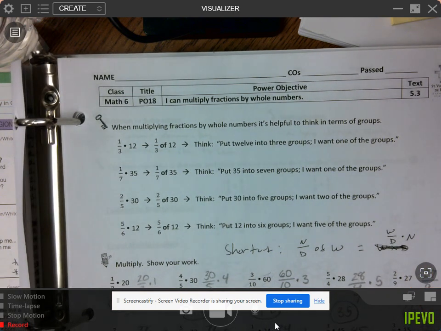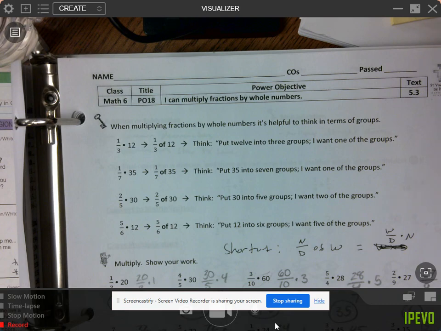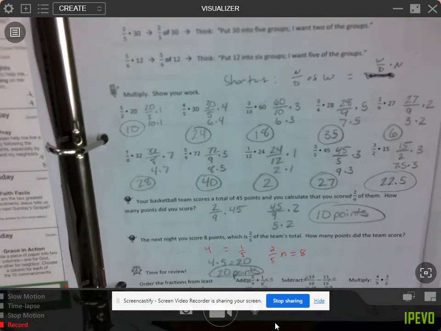It's all the same thing. So we get the same answer. It's just another way that we can do it. So let's look at our answers.